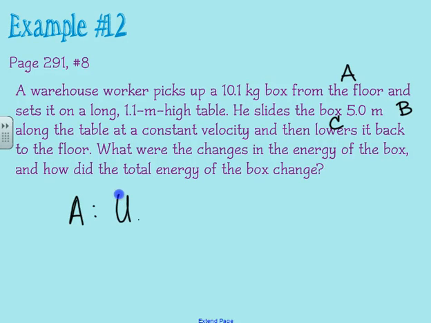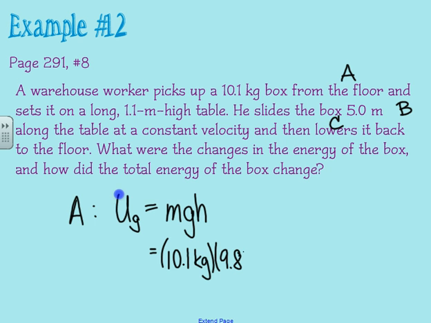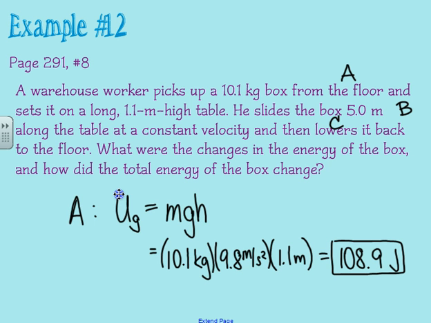So in calculating the gravitational potential energy, as the worker moves the box from the ground, our reference level, to the table, we'll use the equation mgh, where m is the mass of the box, 10.1 kilograms, g is 9.8 meters per second squared, and h is the height above the reference level, 1.1 meters in this case, because that's the height of the table. 10.1 times 9.8 times 1.1 gives me a potential energy of 108.9 joules. So as this box is set on the table, it has 108.9 joules.